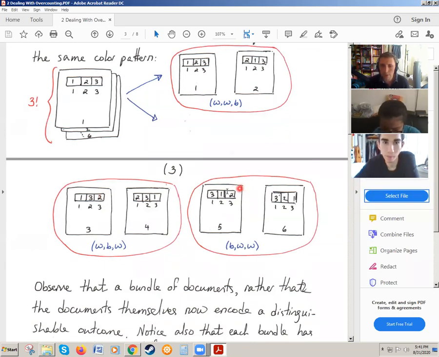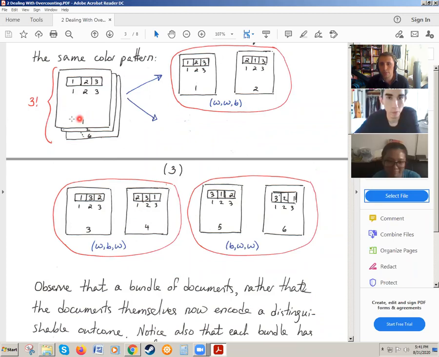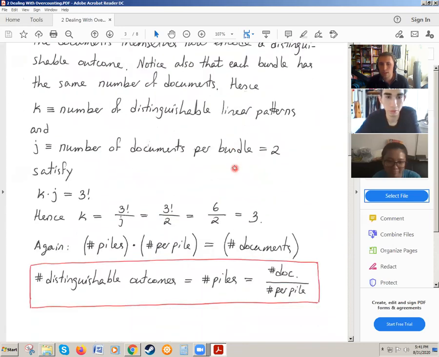Okay, keep in mind. So now I realize not the codes, but rather the piles are counting unique situations. So each pile is a different situation, and I need to know how many piles I have. So in this case, I know I have altogether 3 factorial documents, right? And each document has a synonym. In other words, 2 documents per pile. So I take 3 factorial, divide by 2, and I get the number of piles. Understand? That's what I try to say here.